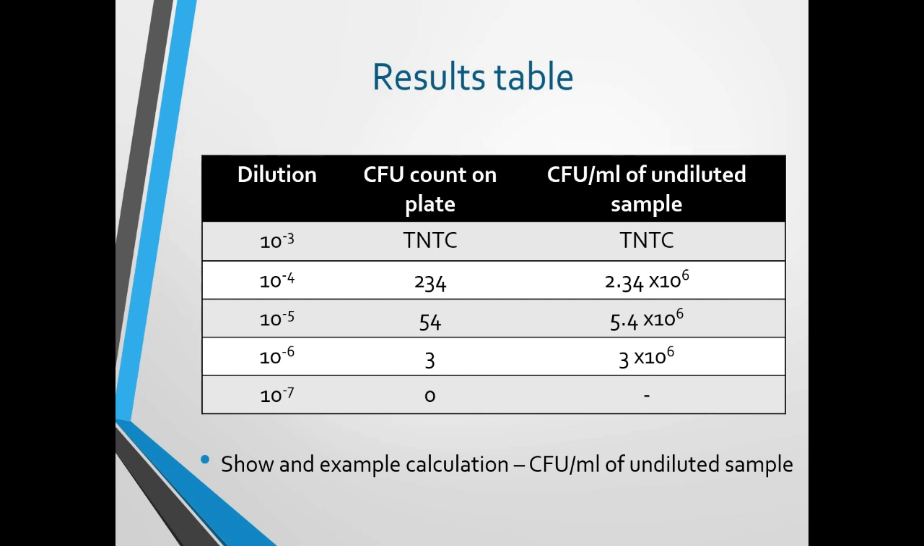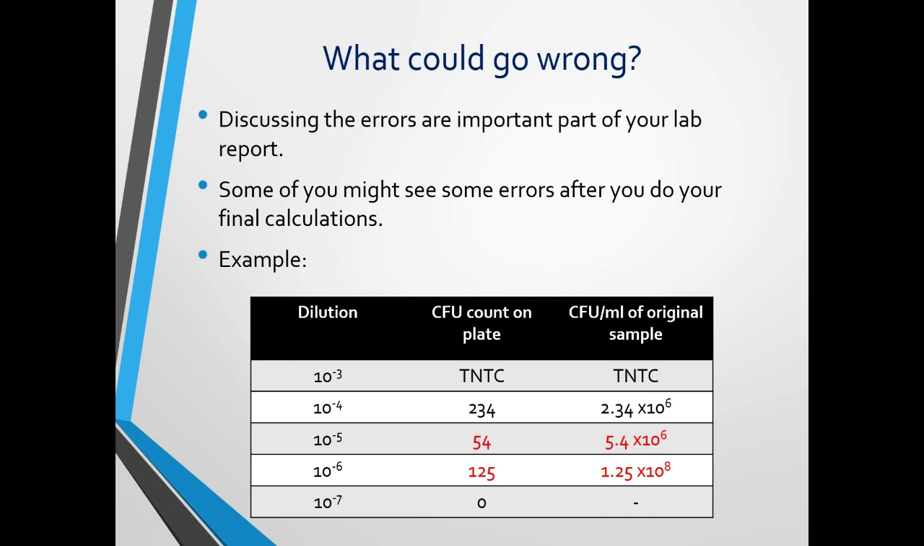If you look at the CFU counts, there is a 10-fold reduction as you go down the dilution series. If your results don't follow this pattern, it is due to some kind of errors. Discussing errors is an important part of your lab report. I will explain some of the results that are caused by an error.